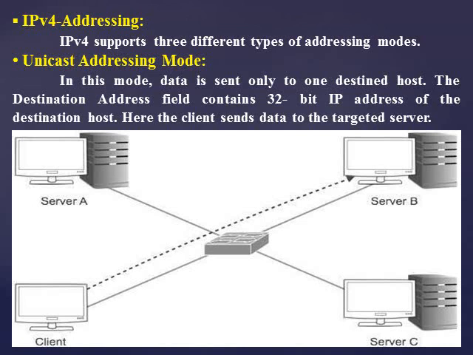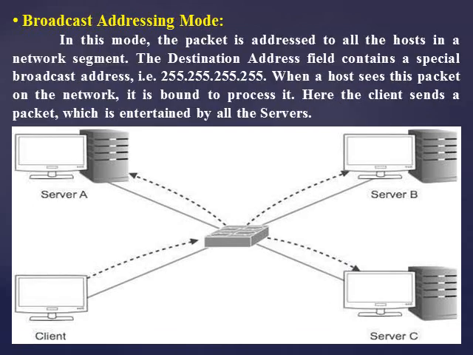As shown in the figure, we have 3 servers, server A, server B, server C, with respect to the client. The client sends the data packet only to the destination host, that is server B, as shown in the figure. The destination address contains the 32-bit IP address of the destination host. Here the client sends data to the targeted server, that is server B. This is the unicast mode, or first mode of IPv4 addressing.